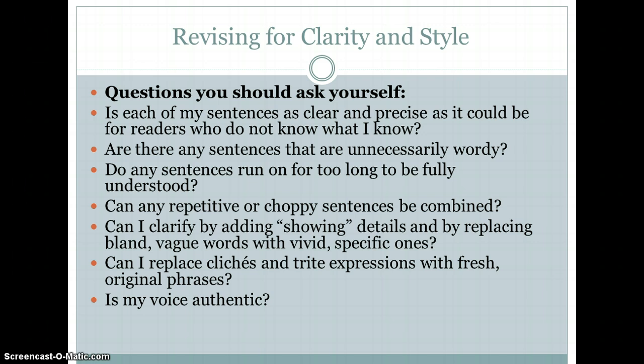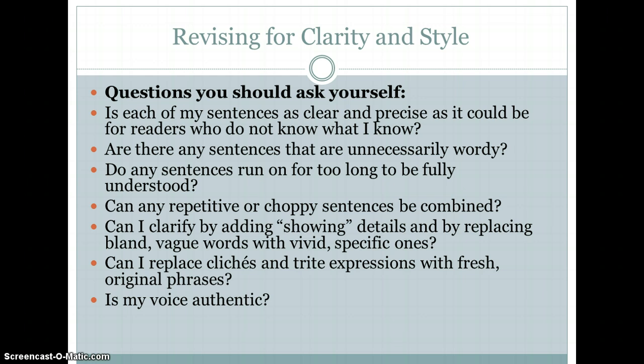Some questions: is each of my sentences as clear and as precise as it could be for readers who do not know what I know? Are there any sentences that are unnecessarily wordy? Those types of sentences often lose your reader. Do any sentences run on for too long to be fully understood? Can any repetitive or choppy sentences be combined?